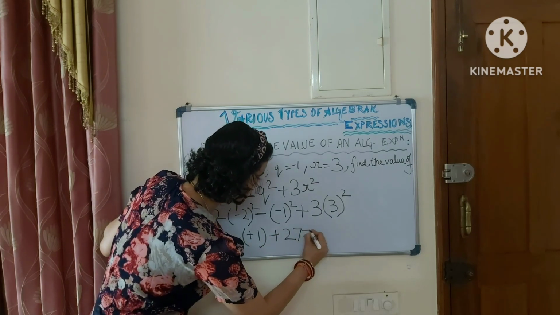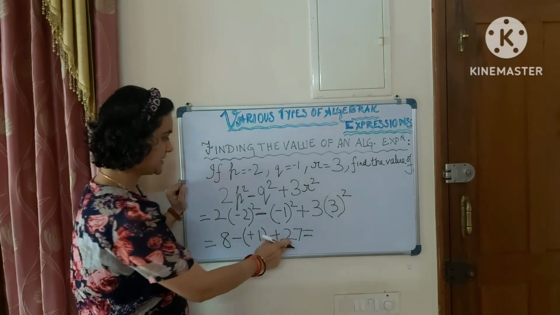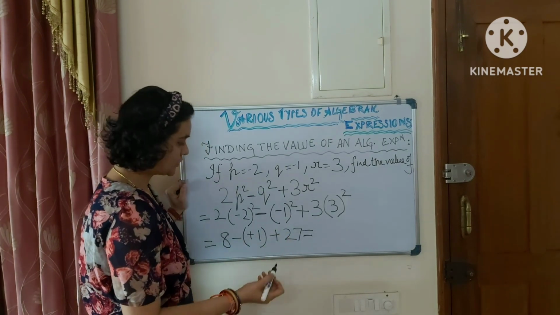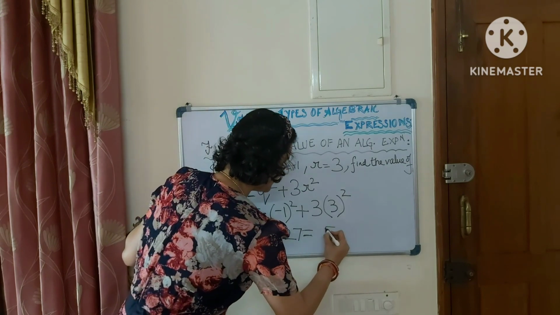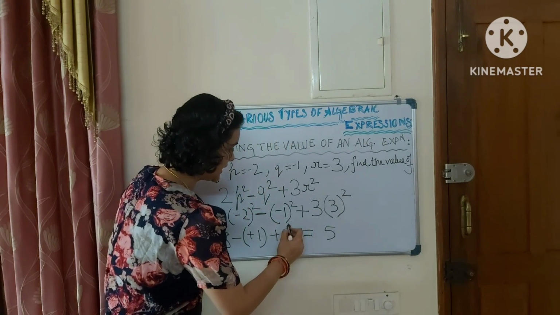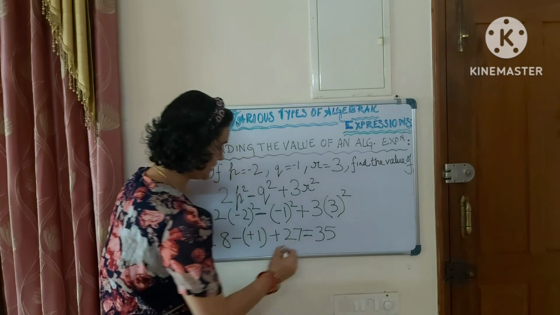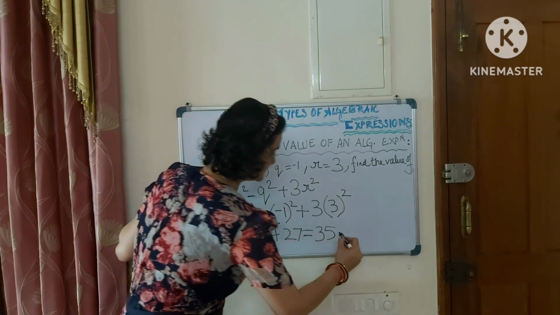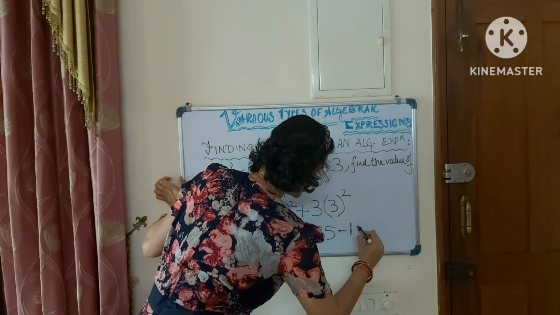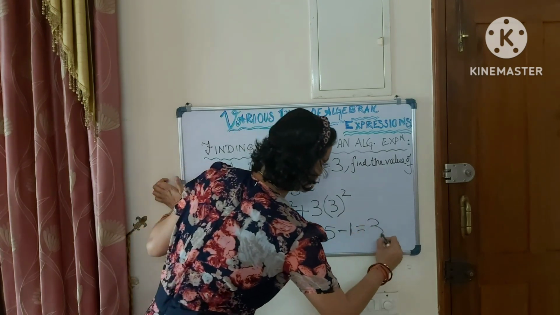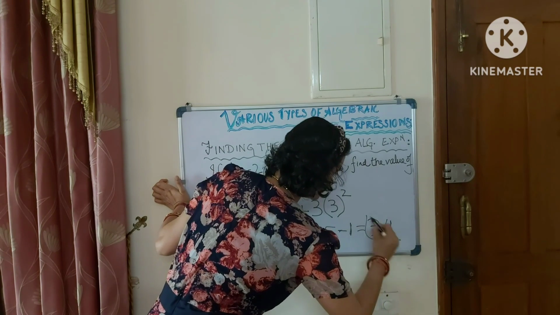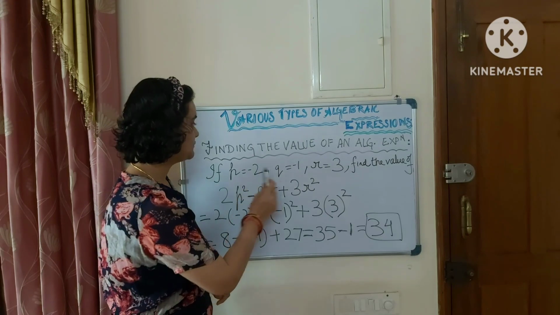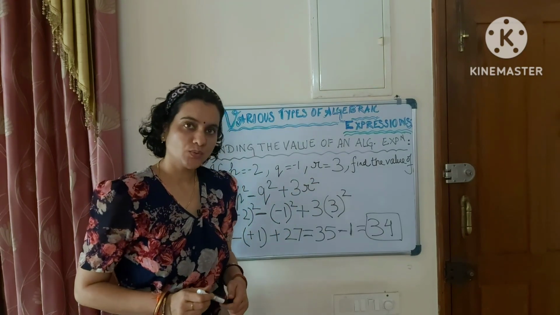I need to evaluate this. Now 27 plus 8, these are two positive numbers. If I add them, how much will it be? 8 plus 7 is 15, 1 gets carried over and 1 plus 2 is 3, so 35. 35 और ये minus (+1) क्या होगा? -1. 35 minus 1 is 34. Okay, this is the way in which you evaluate an algebraic expression if the literal values are given in the question.